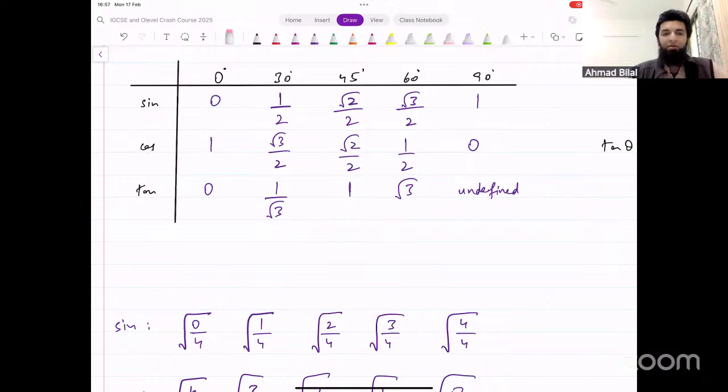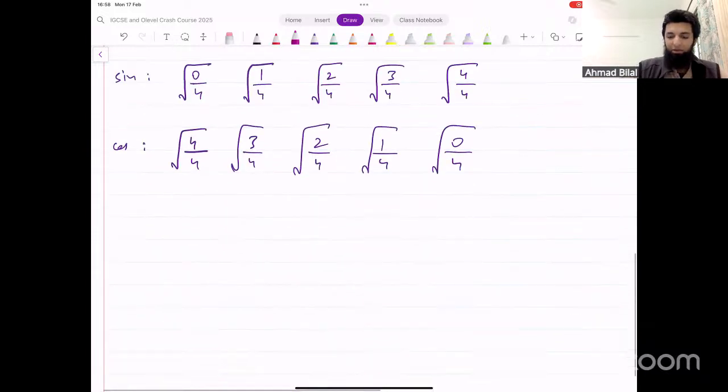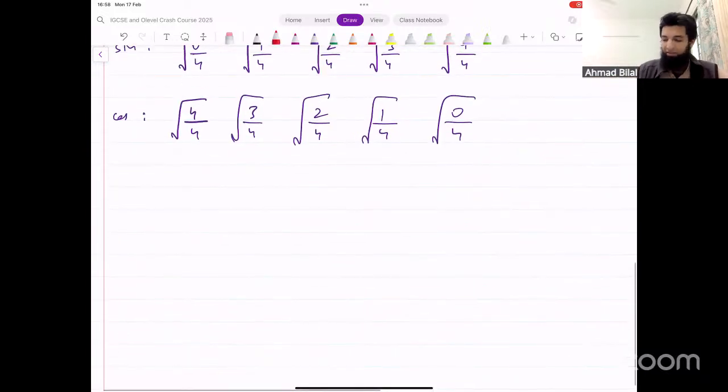Now, how are they going to be used? You could have any triangle in which you have these angles, and you would have to write down the answer in exact form. Exact form means in square root form or fractional form without using any decimals. How would that work? Let's take an example of that. You could have a triangle that looks like this.